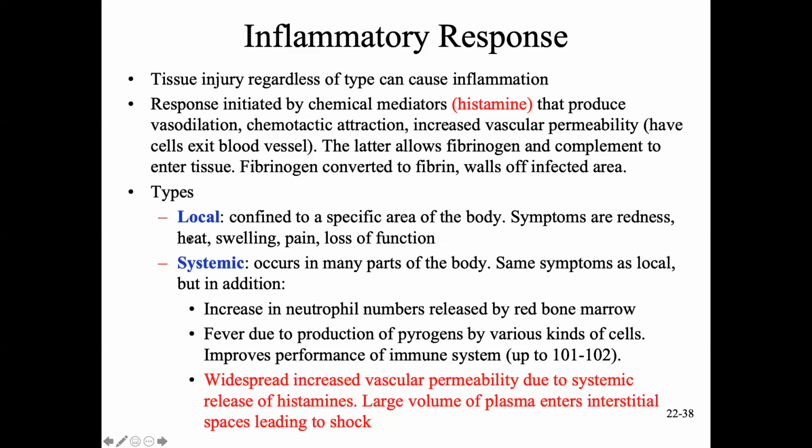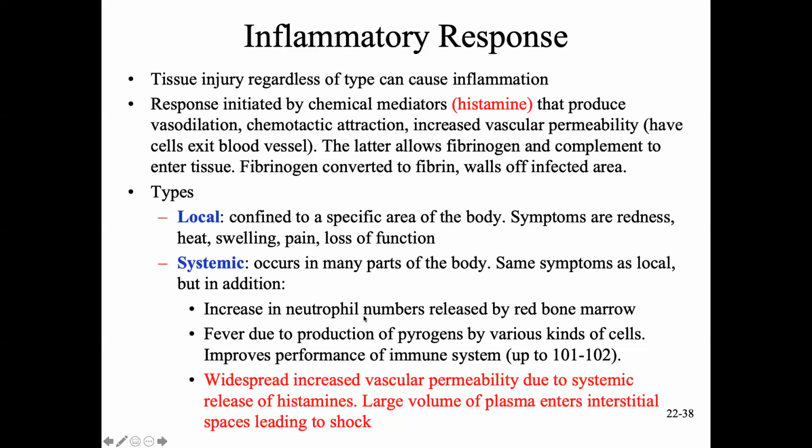Now, sometimes you go beyond a local response and you get a systemic response, right? And sometimes a systemic response isn't bad. Other times it can cause us to die, right? So the systemic response of inflammation is when many parts of the body get activated. Same symptoms as local, but more widespread. It causes an increase in neutrophil count and numbers released by the red bone marrow.